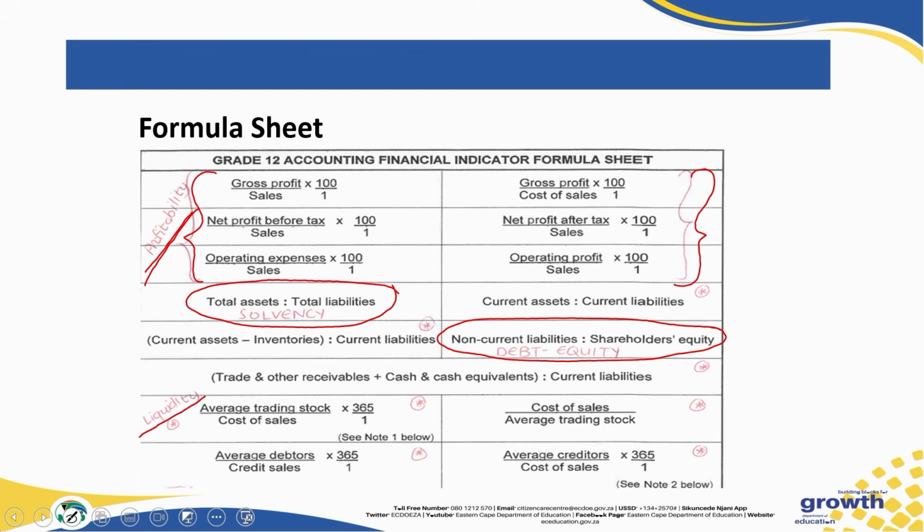Then we have our liquidity ratios, all these ones with a star. So it's the current assets to current liabilities, the current ratio. This is the acid test ratio, together with this one, acid test. This is our stock holding, the other one is stock turnover. Then we have our creditors payment period, and we also have our debtors collection period. So all of these are falling under liquidity.